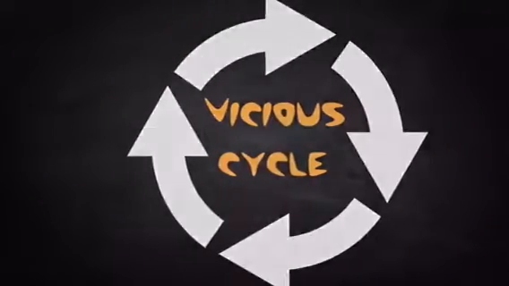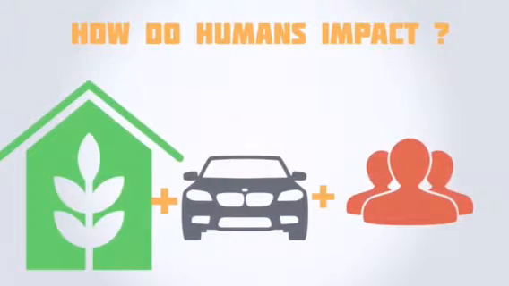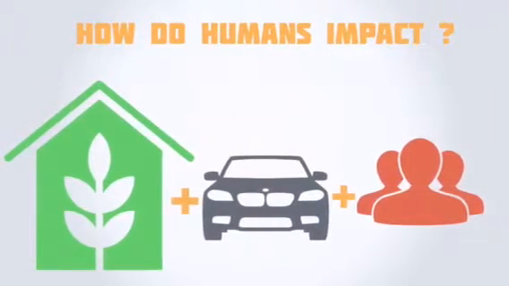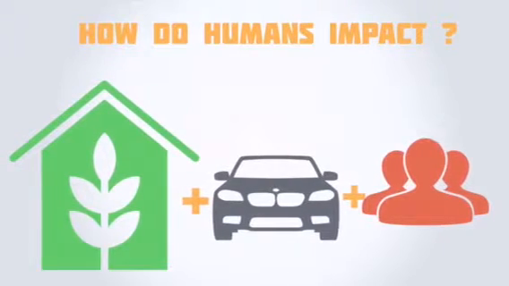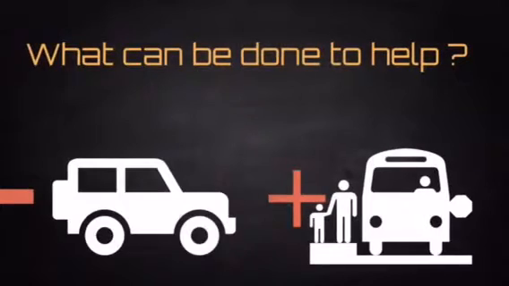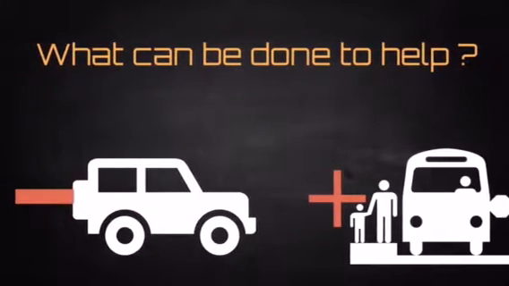It's a vicious cycle. How do humans impact? One of the ways we impact glaciers is that our greenhouse gas emissions are increasing the global temperature. Glaciers have been in retreat since the mid-19th century because of this. What can be done to help? One way is that we can reduce the usage of cars and take more public transportation.